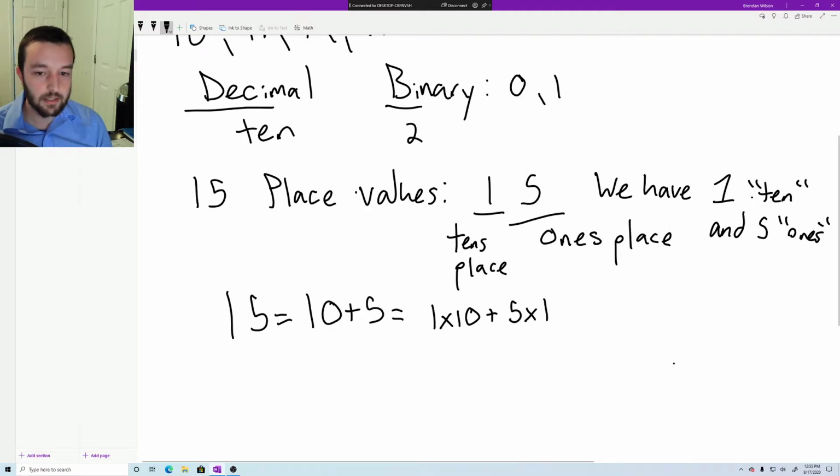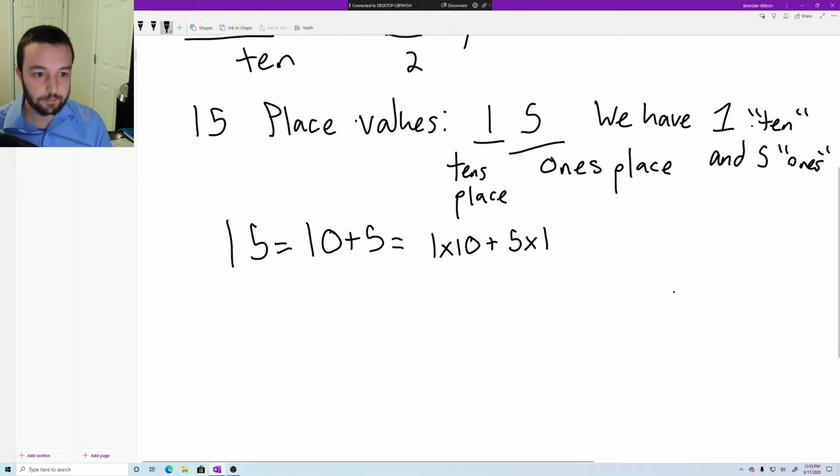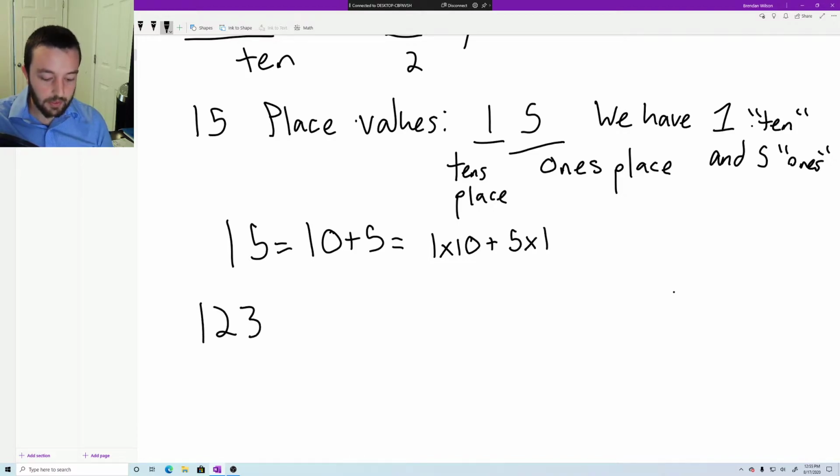Now, if this doesn't make sense, that's okay. You don't have to worry too much about this. This is just really breaking it down. We really just want to worry about what these place values are called and how we remember what they're called. Okay, let's look at another example. Let's say we have 123.